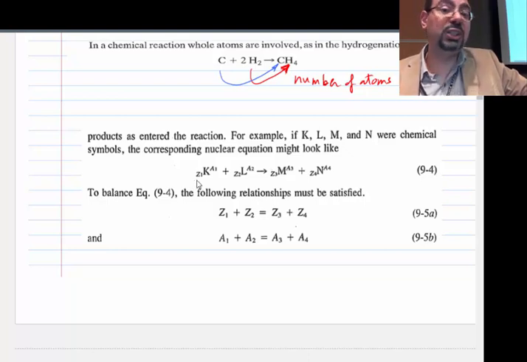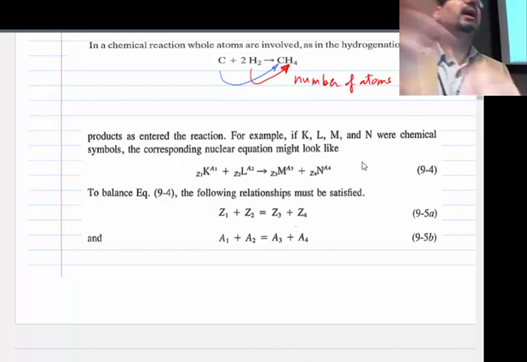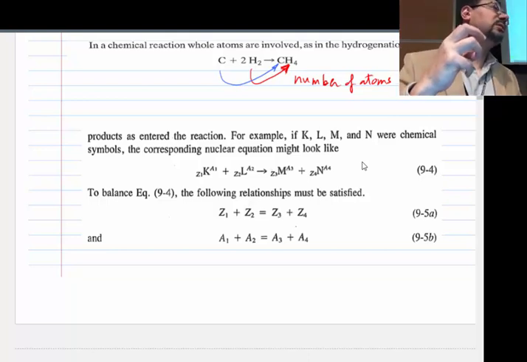Not the actual species, but the charge. So the number of positive charge, or basically the number of protons in input and output, should be the same. And the total number of neutrons will be the same. So the total number of particles remains the same, but the elements change into each other.